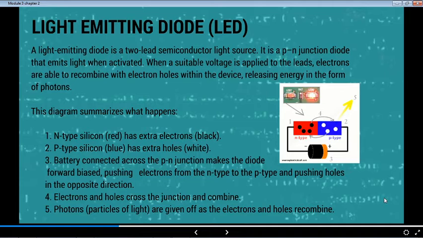What happens next is electrons and holes cross the junction and combine. Photons are given off as the electrons and holes recombine. When these are combining, the output which we get is nothing but light.